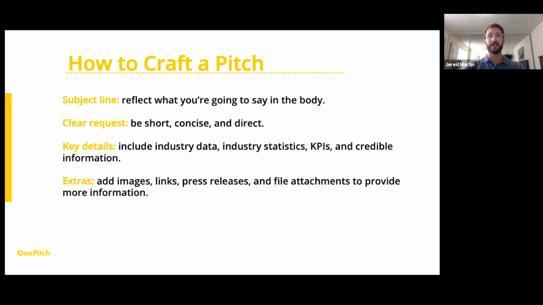Not only that, it's going to save the journalist time. They appreciate that. A lot of them have a lot on their plate. So this is a much easier way for you to earn their trust, earn their interest, and make their job a little bit easier at the same time.